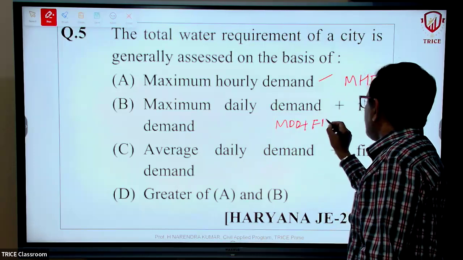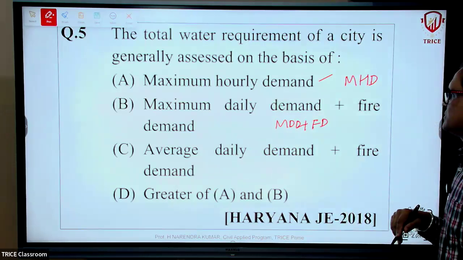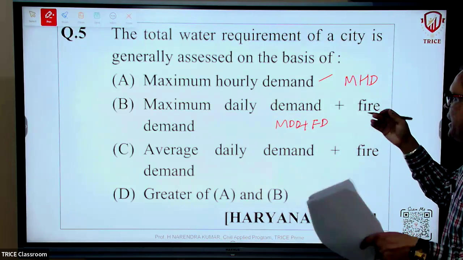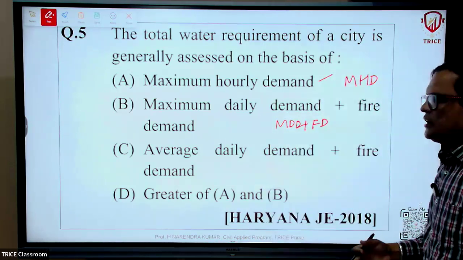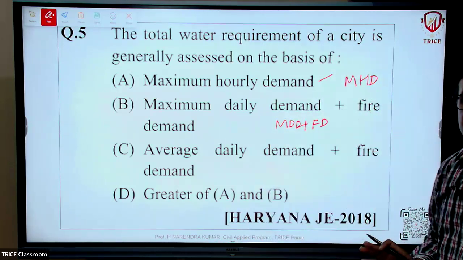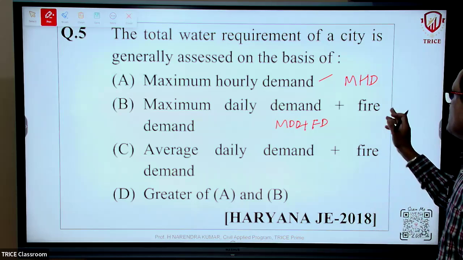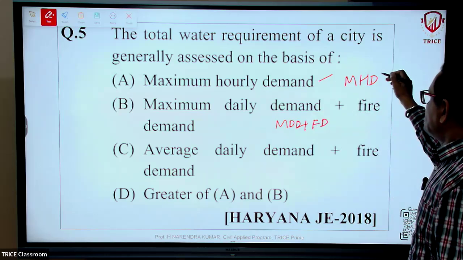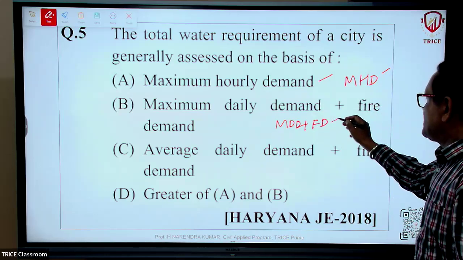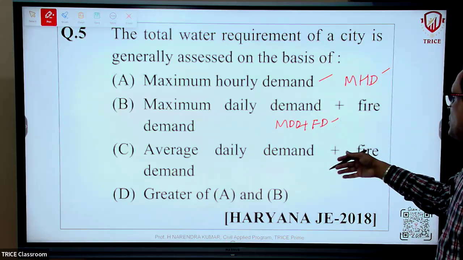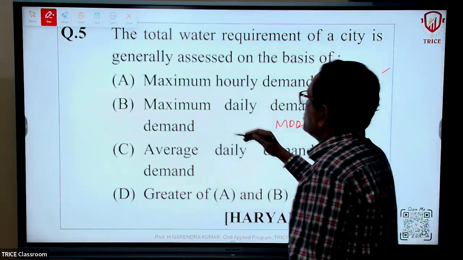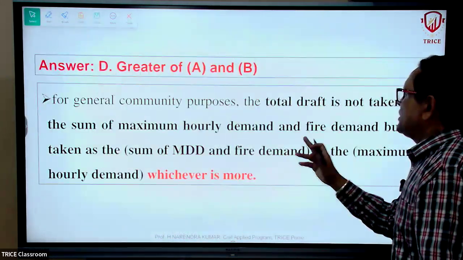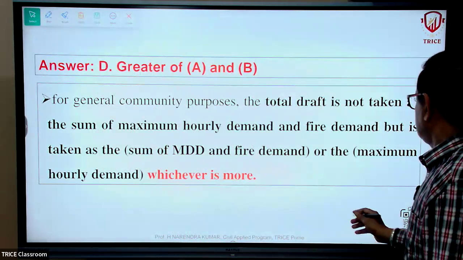We never add FD for MHD, because if I add fire demand to MHD, that becomes a huge quantity, difficult for me to manage. That is why they have taken these two into consideration. So greater of A and B. They calculate MHD and also MDD plus FD. Whichever is more, we are going to consider as the total water requirement. So the answer is D, greater of A and B.